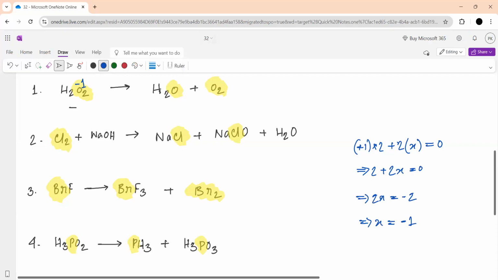Okay. Now, what did you get for oxygen in H2O? For H2, I got +1... -2. And O2? 0. Fine. Now coming to the next one, Cl2. Chlorine in Cl2 is 0. Chlorine in NaCl?